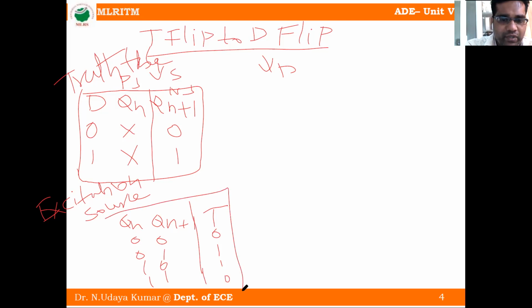You have to remember this truth table and excitation table for D flip-flop and T flip-flop. Then only it is easy to convert. If you don't know the excitation table for T flip-flop, it is very difficult to convert from T flip-flop to D flip-flop.